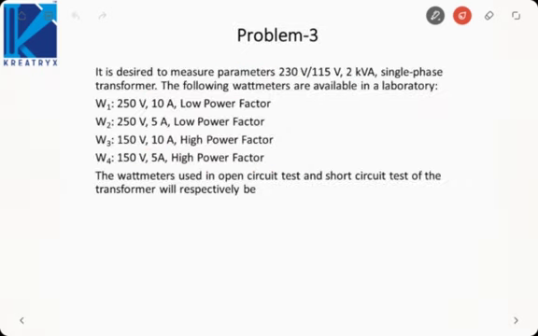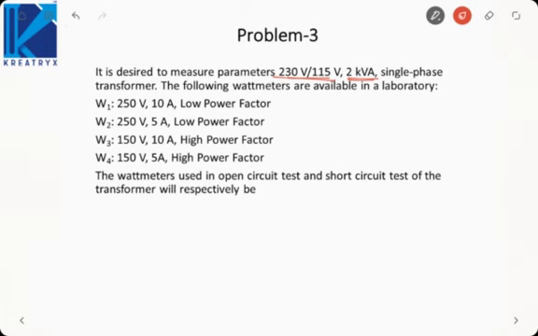It is desired to measure parameters of a 230 by 115 volt 2 kVA single phase transformer. The following wattmeters are available in the laboratory. Okay, we have been given 4 wattmeters. Now these wattmeters are used in short circuit and open circuit tests respectively. Which one to be used in OC and which one to be used in SC?